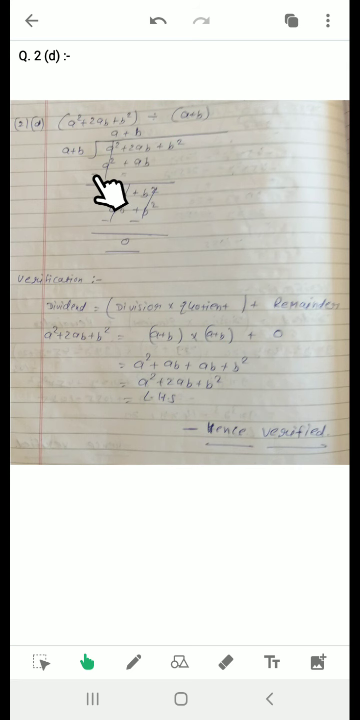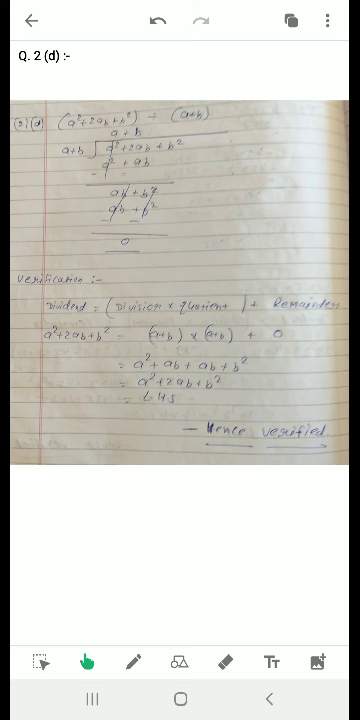So this will be minus, this will also be minus, because in subtraction we need to change the signs. So a² minus a² cancels out, and 2ab minus ab will be ab. Now ab divided by a, we will get b. Again we will multiply and subtract.